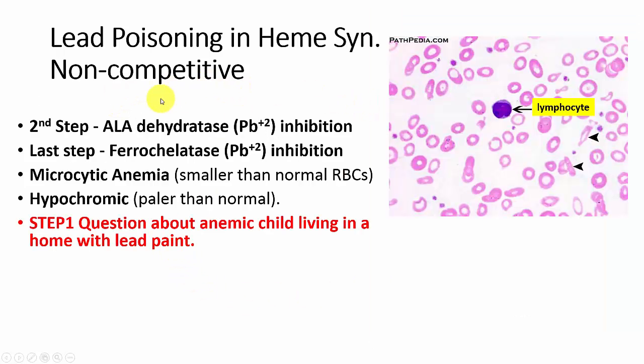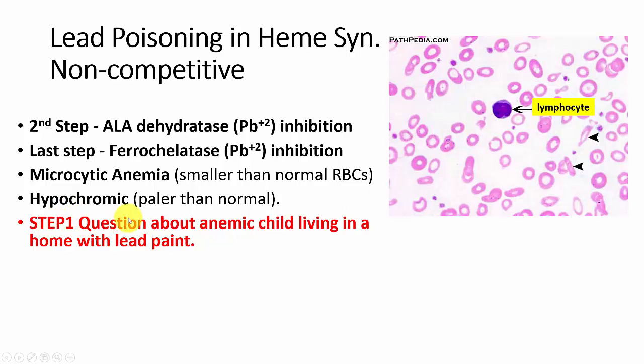Lead poisoning. The second step, ALA dehydratase, I told you was sensitive to lead, as is the ferrochelatase step, the last one. This results in a microcytic anemia, smaller than normal red blood cells. You see these red blood cells are small relative to this lymphocyte, and they're hypochromic. They look like donuts instead of having enough heme. They don't have enough heme in there, so the light shines through them.